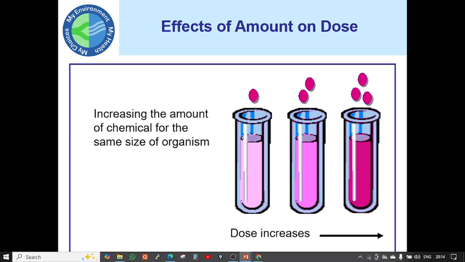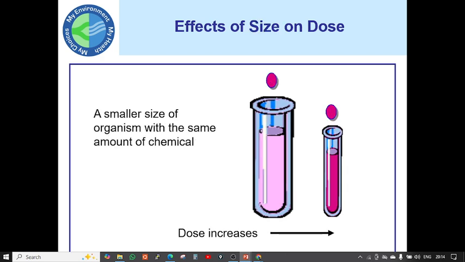See here in this figure, the amount is the same and the volume is the same, let's say 1 liter. First you take one pill, then a second pill, and a third pill. If the quantity is increased, then the dose will be increased, because the body weight or volume is the same. So if you are increasing the drugs or toxic substance, the dose will increase.